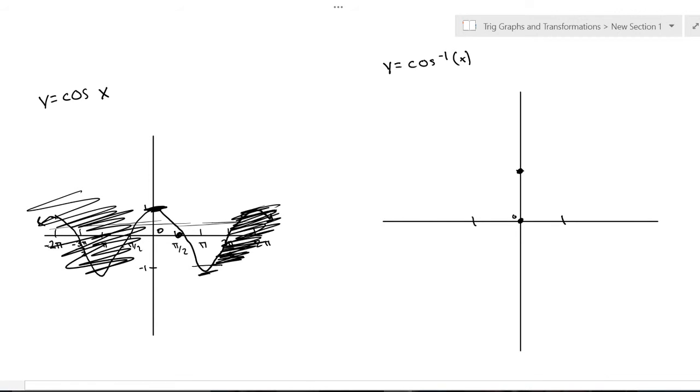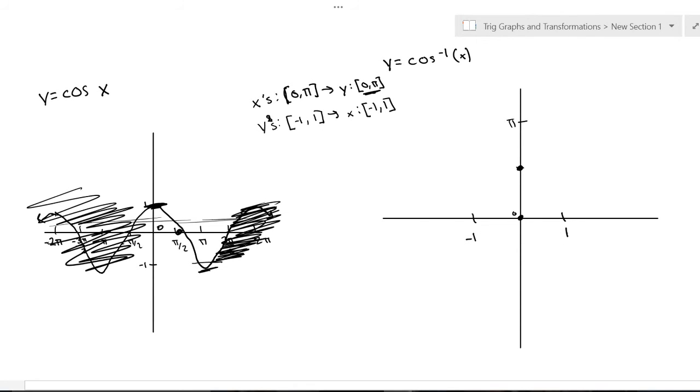And so now what we've done is we've made the x's of the original become 0 to pi. So that means that the y's of the inverse are going to be 0 to pi. And now let's think about the y's of the original. The y's of the original are from -1 to 1. So now the x's of the inverse are going to go from -1 to 1. So similar to sine, except now instead of going -pi/2 to pi/2, we're going from 0 to pi in the range. So 0 to pi, and -1 and 1, just like sine.